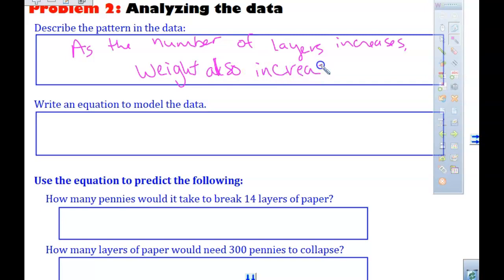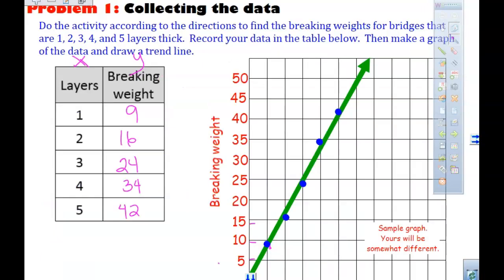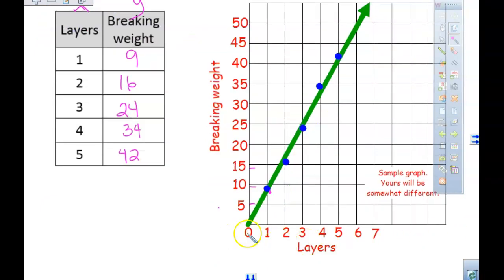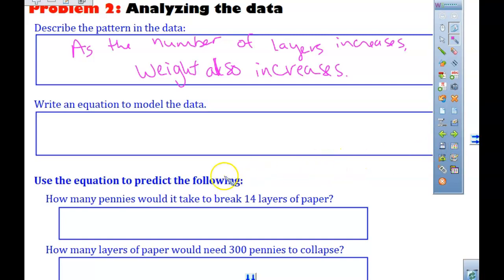We're talking about the weight of pennies that it holds. That's just a general statement. That's the kind of stuff I'm going to be asking you to make for me. As the layers increase, and when you always make those statements, what you're looking at is how does my X change? As the layers increase, what happened to my body weight or the breaking weight? So when you think of that I-7, if you're going to be working on that, that's the kind of statement that I was looking for.